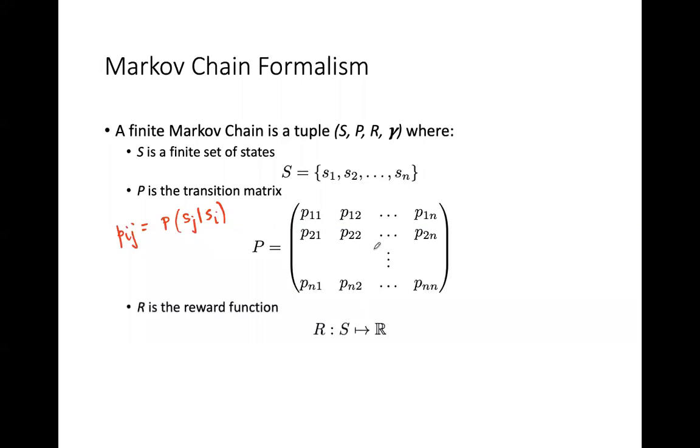R is simply the reward function. These are the numbers we had in each of the states. For every state, it simply needs to give you some real number telling you what the immediate reward of being in that state is. And gamma we already discussed, right? This is simply the discount factor. So if I give you these four things, I have effectively defined a Markov chain for you.